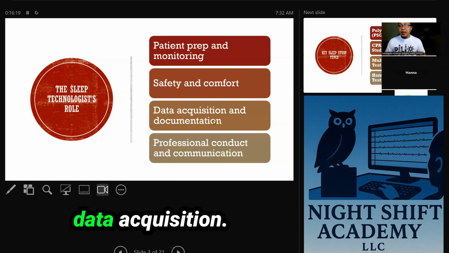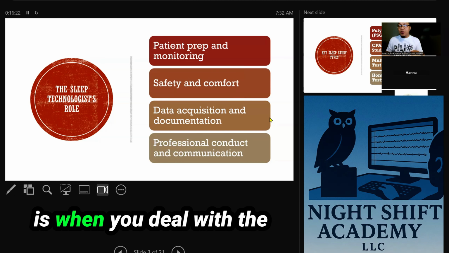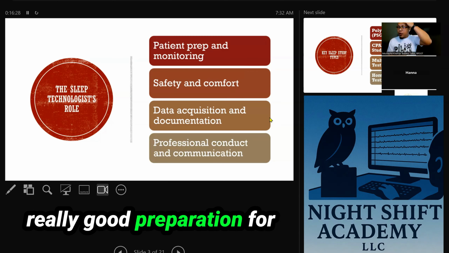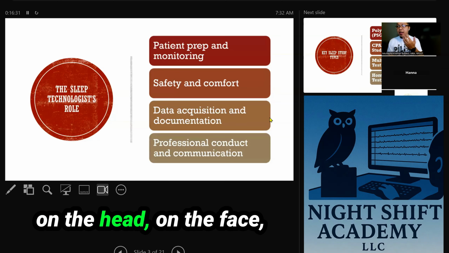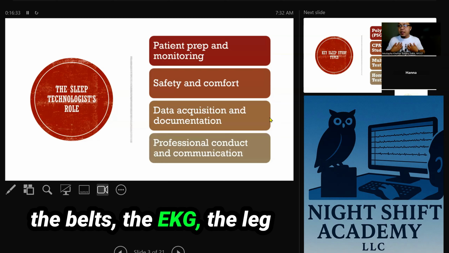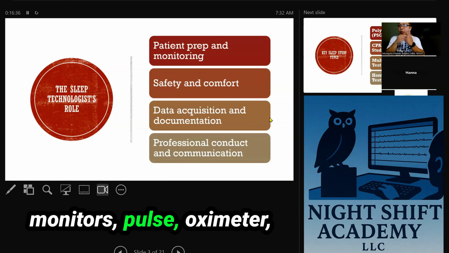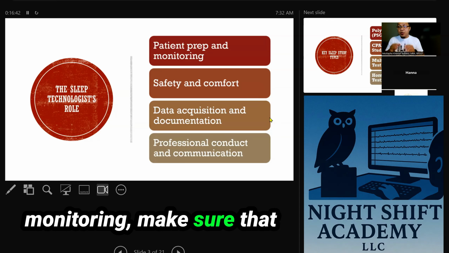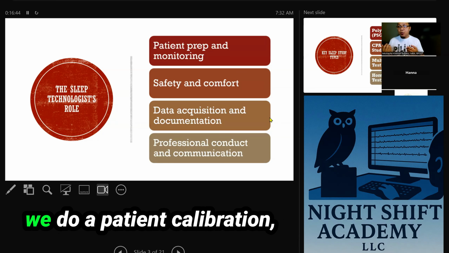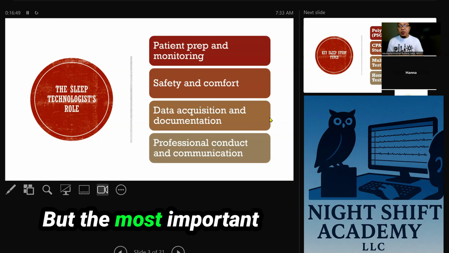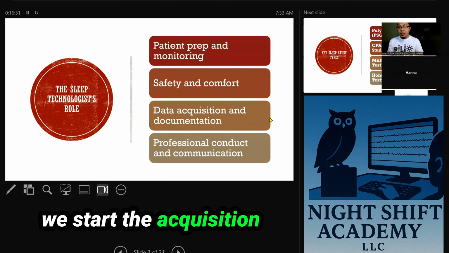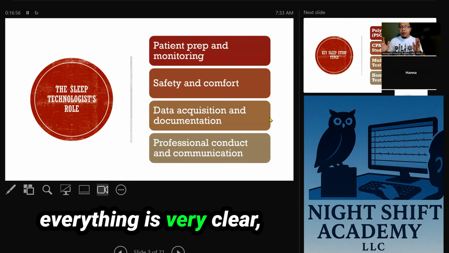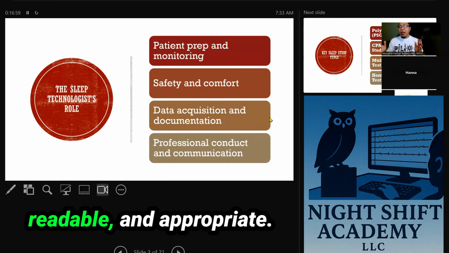Going towards data acquisition. Data acquisition is when you deal with the computer system. We have to make sure that we have really good preparation for the electrodes, the sensors on the head, on the face, the belts, the EKG, the leg monitors, pulse oximeter. Sometimes we use capnography or CO2 monitoring. Make sure that everything is calibrated, and we do a patient calibration. But the most important thing is that when we start the acquisition or the recording of the polysomnogram, everything is very clear, readable, and appropriate.